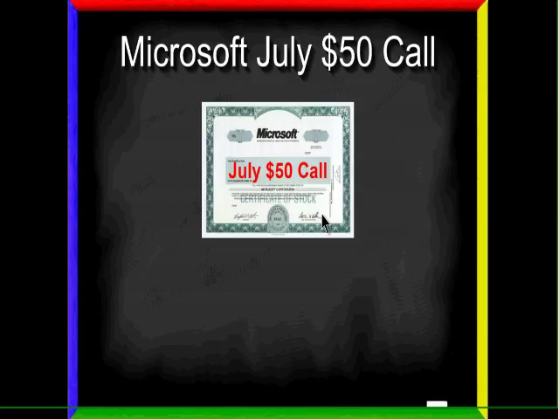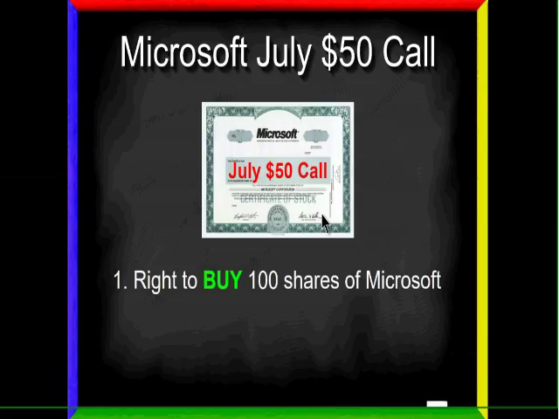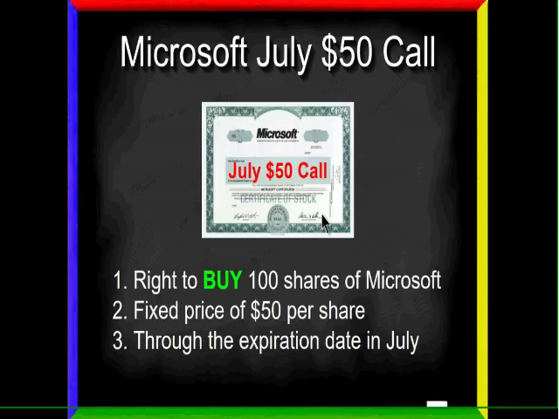If you are in possession of this, what do you have? Think of it like your coupon. You have the right, not the obligation, to buy 100 shares of Microsoft for the fixed price of $50 per share through the expiration date in July. Simple.